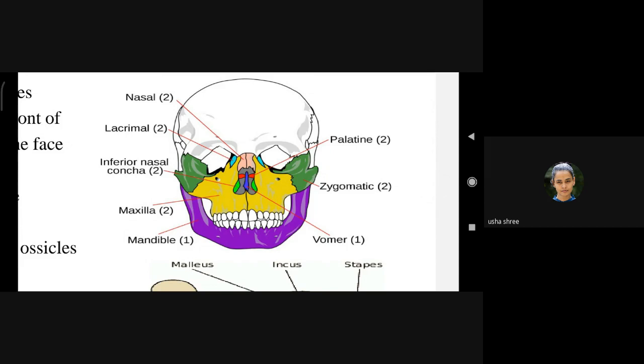The green major bone you can see here is zygomatic. Zygomatic is also present on both sides. That is why two in number.